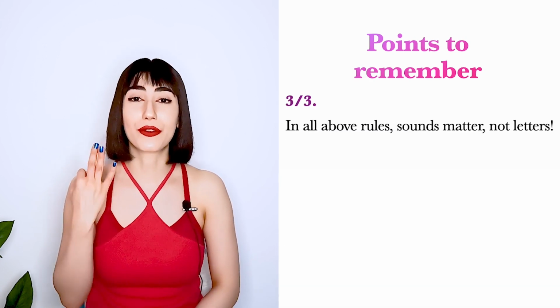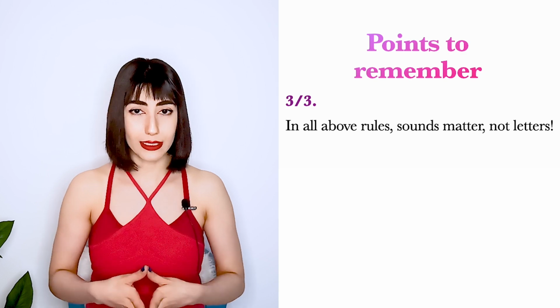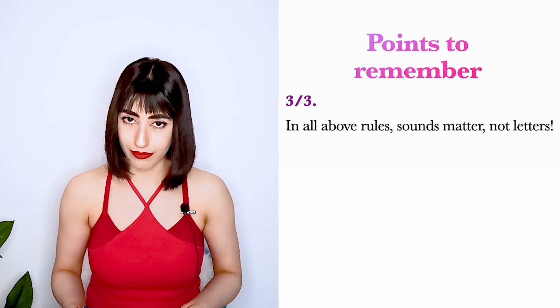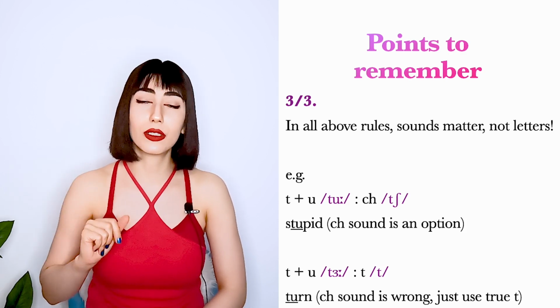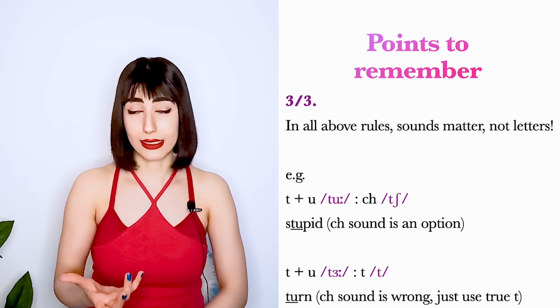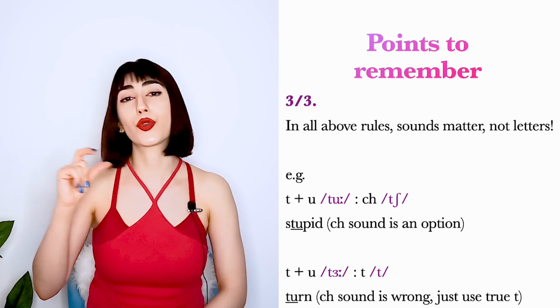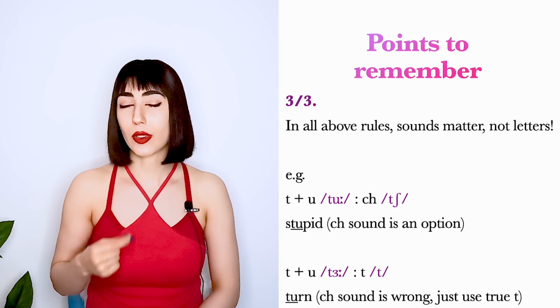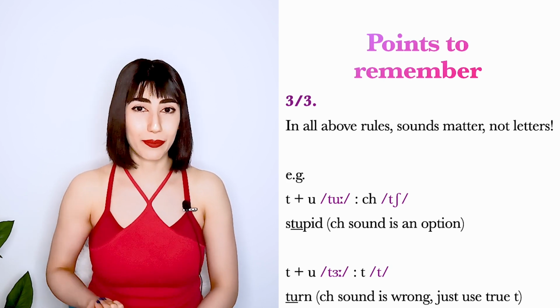And point number 3. In all these pronunciation rules above, we were talking about sounds, not letters. For example, TU making ch, like in stupid, is not the same for TU in turn. There's no ch sound here. That's why I was using phonetic signs for you when I said them. This pronunciation lesson is finished. And it was such a wow, huh?